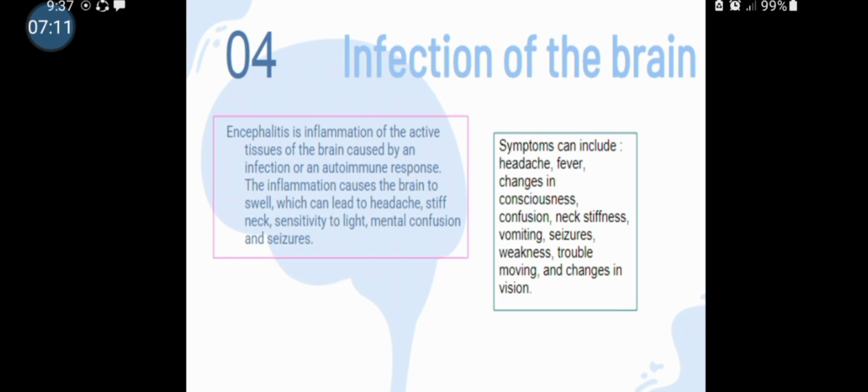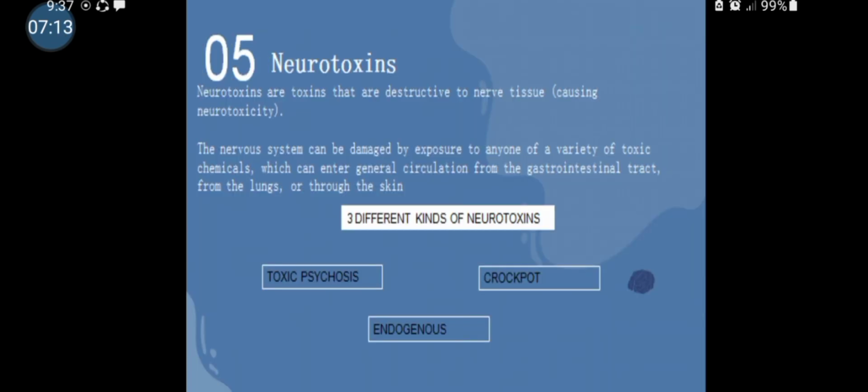So mao din siya ang swelling of the brain, and it's either viral infection or the immune system attacking the brain tissue. Next, we have the neurotoxins. Neurotoxins are toxins that are destructive to nerve tissue, causing neurotoxicity. The nervous system can be damaged by exposure to any one of a variety of toxic chemicals, which can enter general circulation from the gastrointestinal tract, from the lungs, or through the skin.